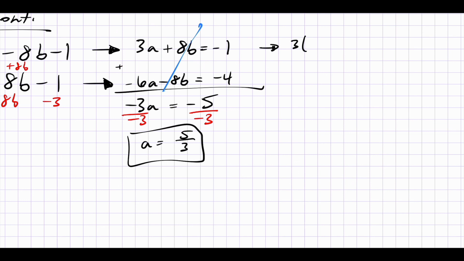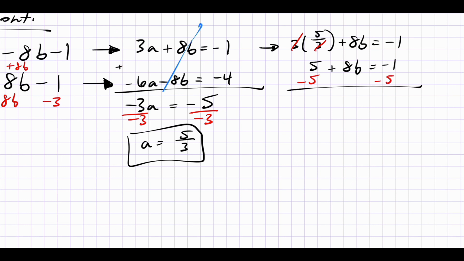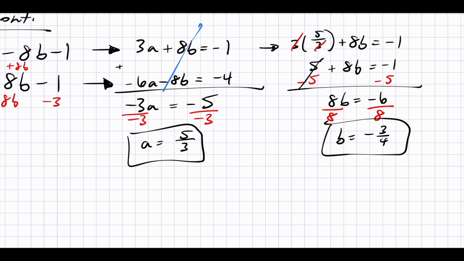So 3 times 5/3 plus 8b equals negative 1. Those cancel out. I get 5 plus 8b equals negative 1. Subtract 5 from both sides. I get 8b equals negative 6. I divide by 8. B equals negative 3/4. Okay.